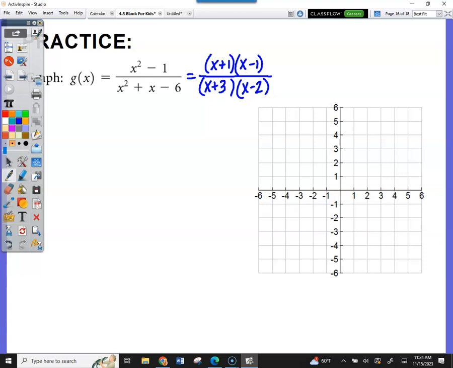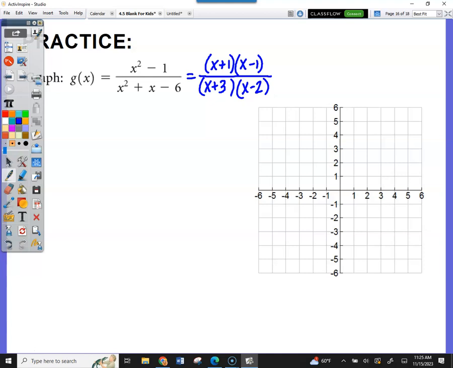Did y'all get that? If you're still struggling with factoring, please ask me for help in class today, okay? Honestly, the only way you get better at factoring is practice, just like a sport.